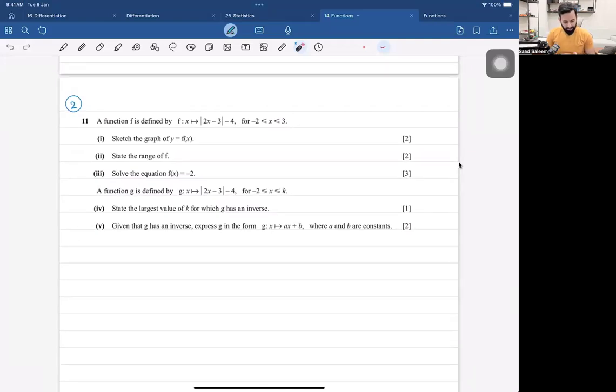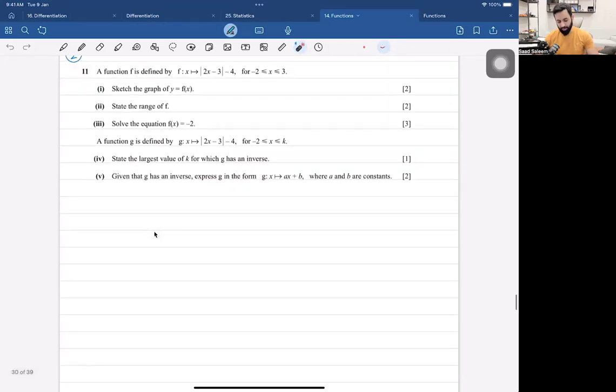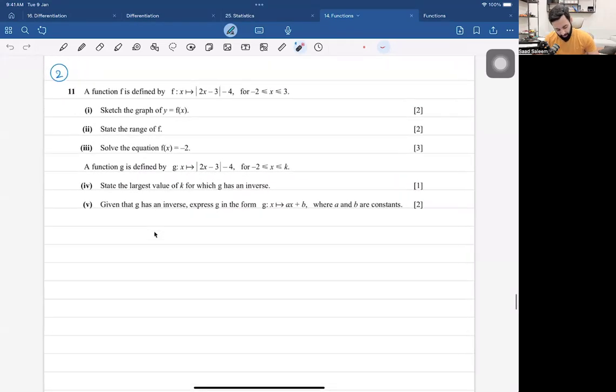It says a function f is defined by f of x equals to 2x minus 3 inside the modulus, minus 4. And we're given a certain domain, which is from -2 to 3. And in the first part, we're supposed to sketch the graph of y equals f of x. Okay, so let's do that.